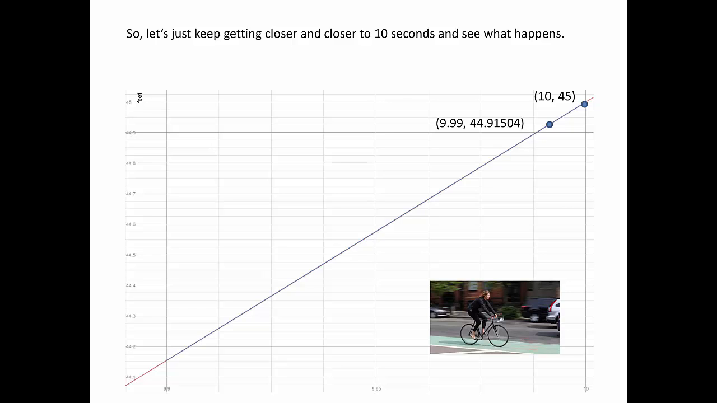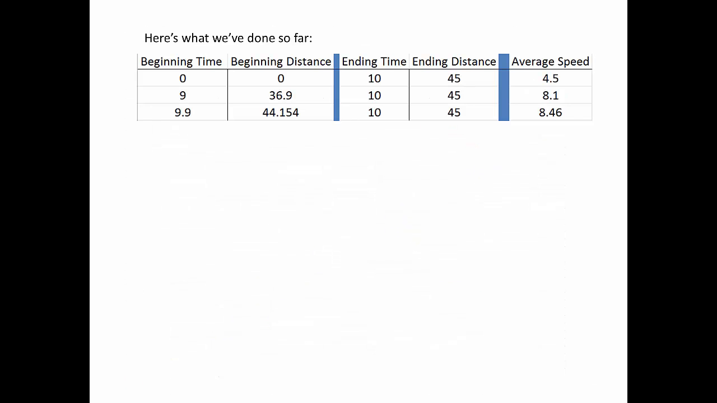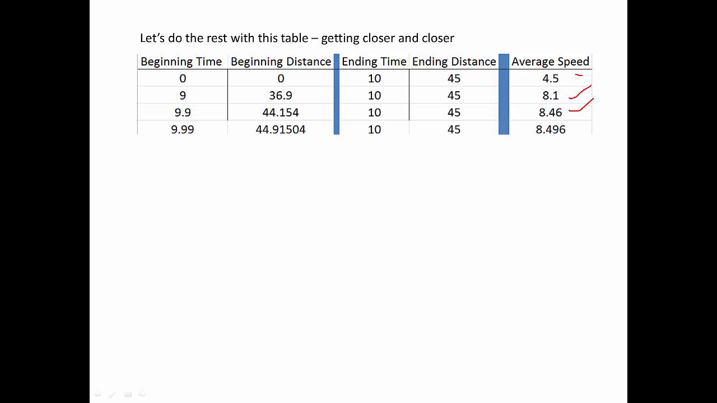So probably the next thing we want to do is go from 9.99 seconds to 10 seconds. And at this point, the time period is getting so small that it's hard to even see it on the graph, even if we zoom in. So let's go straight to the table. What we've done so far in terms of calculating the average speeds, there's our 4.5 to start. And then the 8.1 and the 8.46. The thing we talked about next was 9.99. If we start there to go to 10, you can see we're getting a little bit bigger than 8.46. We can even get closer.